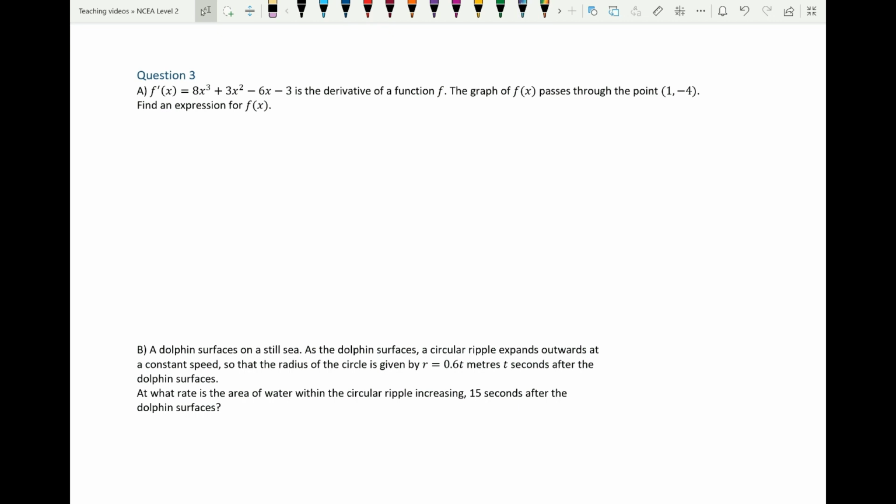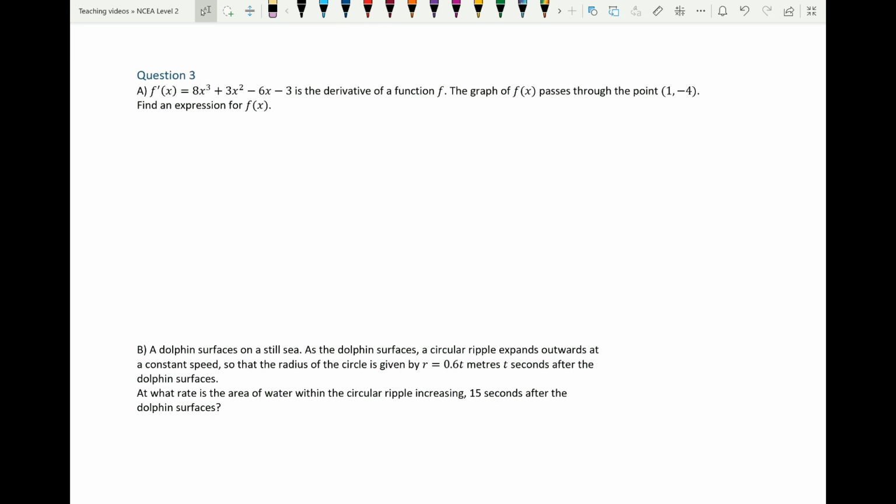Calculus exam. We are now on question 3 and the first part is f dash of x equals 8x cubed plus 3x squared minus 6x minus 3 is the derivative of a function f. The graph of f of x passes through the point (1, -4). Find an expression for f of x.